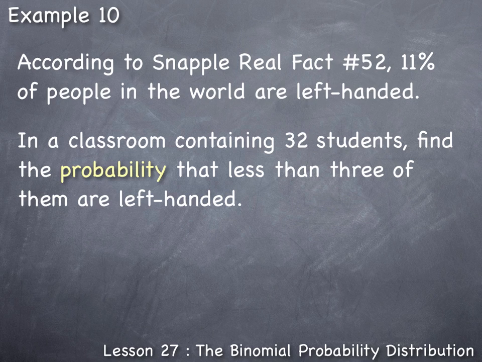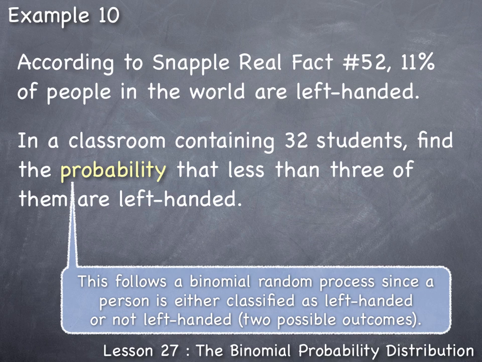So here we're trying to find a probability, where the problem is focusing on a certain number of left-handed students in the classroom. Well, this follows a binomial random process since a person is either classified as left-handed or not left-handed, thus giving us two possible outcomes. So the binomial probability distribution can be used to answer this probability.